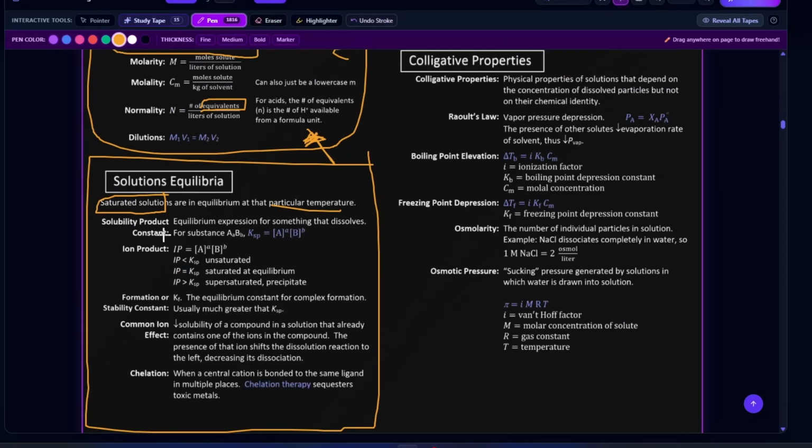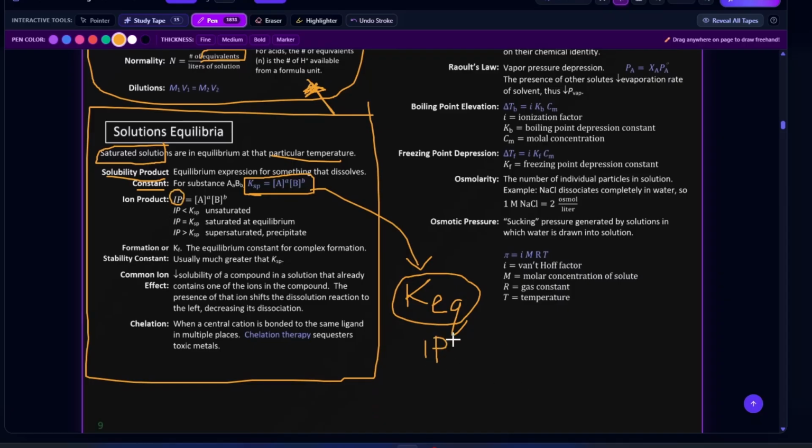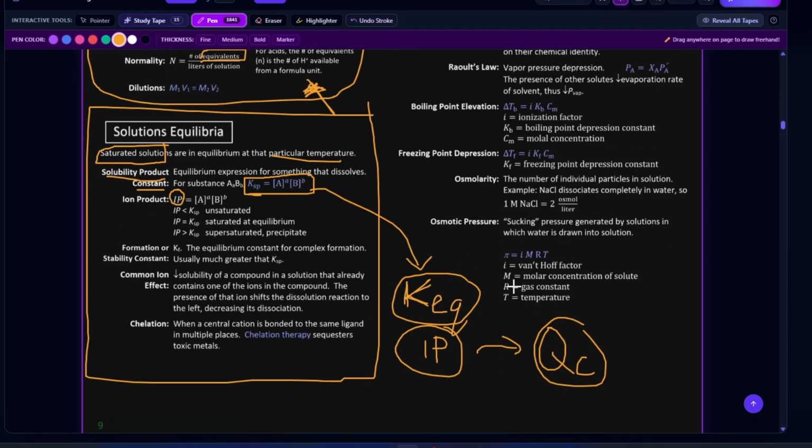Okay, so you can also know the solubility product constant is KSP, right? KSP is the equilibrium expression for something that dissolves. This is basically KEQ that we learned beforehand. And IP, ion product, is basically analogous to the reaction quotient. It's just using a different term. KSP is basically KEQ, and IP, ion product, is basically a reaction quotient.